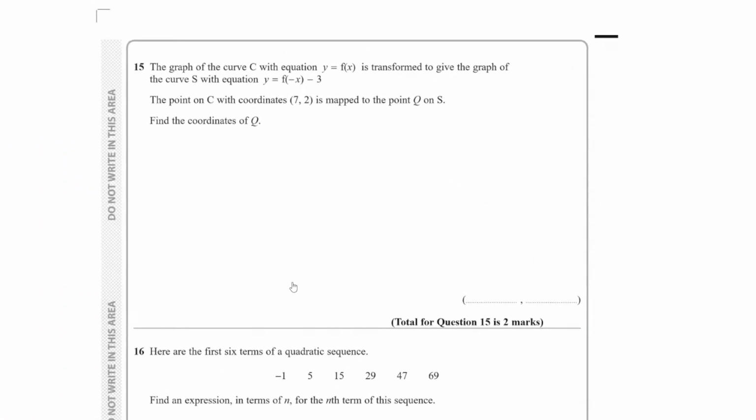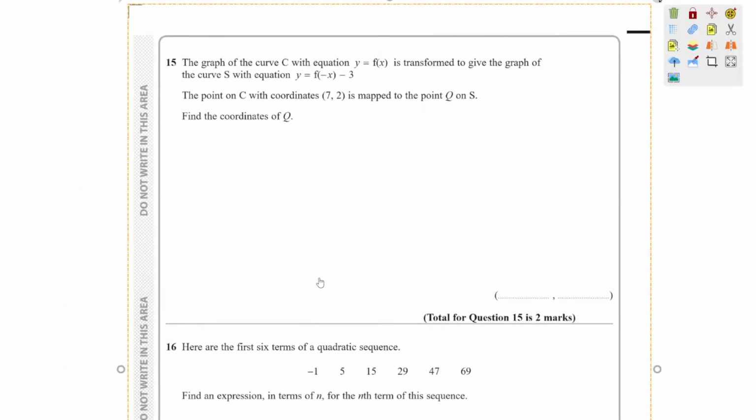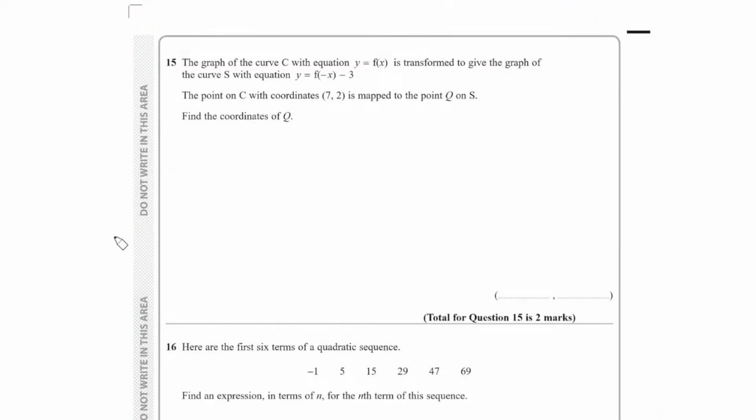Okay, let's make this bigger as well. So question 15. The graph of the curve C with equation y equals f of x is transformed to give the graph of curve S with equation y equals f of negative x, minus 3 on the outside. The point on C with coordinates 7, 2 is mapped to the point Q on S. Find the coordinates of Q.